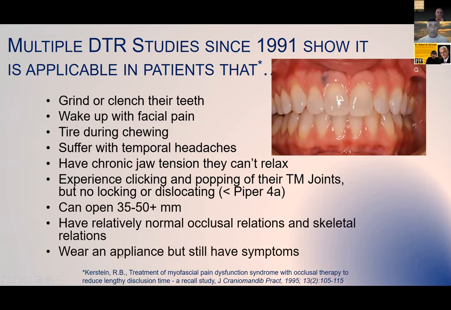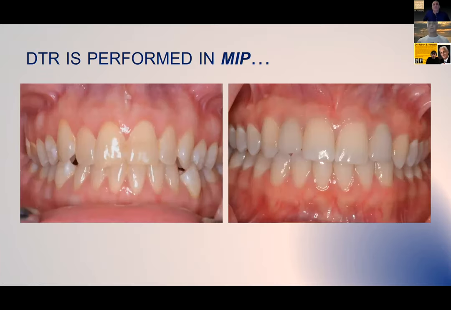And this is a real marker for the need to shorten the disclusion time. They wear an appliance, but they still have symptoms. And this paper was published in 1995. It was a 10-year recall study. We have papers now with much more detail, many more metrics. And if I have time, I'll get to show them to you.